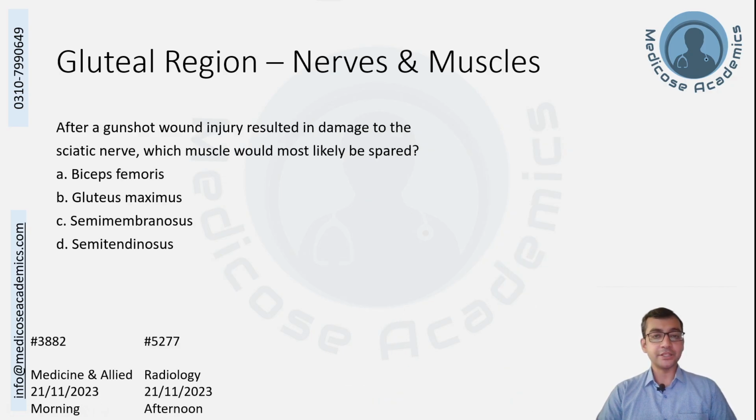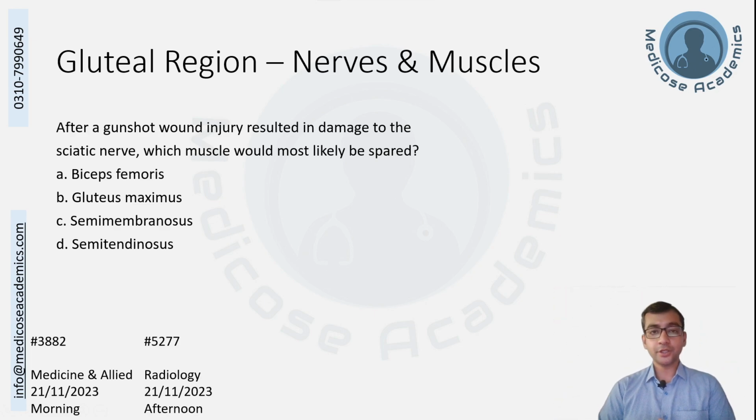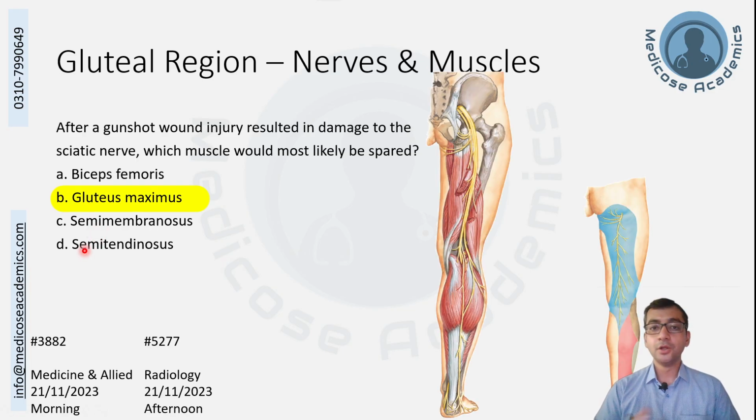After a gunshot wound, injury resulted in damage to the sciatic nerve. Which muscle is likely to be spared? In the hamstring aspect, all of the muscles are supplied except the short head of biceps femoris. But here the biceps femoris short head is not mentioned, the long head is supplied by that, so it's okay. Gluteus maximus is not supplied by the sciatic nerve, it is supplied by the inferior gluteal nerve. Semimembranosus and semitendinosus are supplied. So here is your answer.